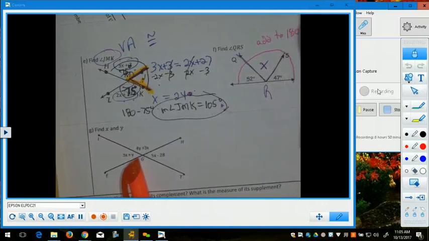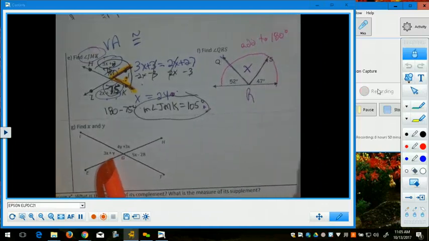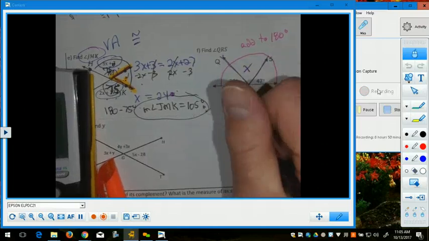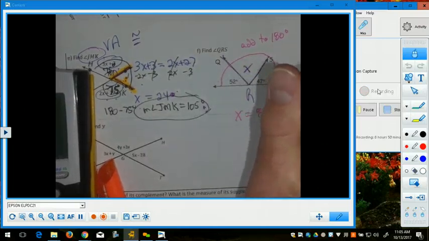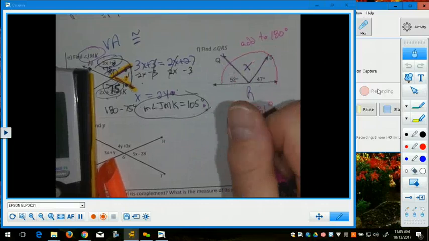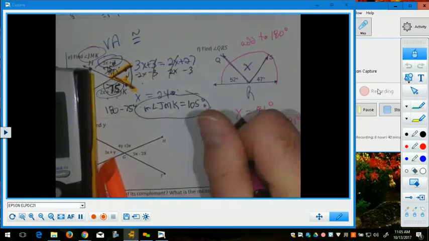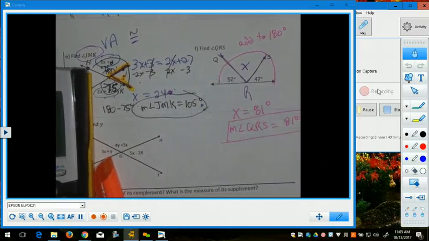Add to 180 degrees. Supplementary is 2 angles that add to 180. In this case, we have 3 adjacent angles adding to 180. So because it's just numbers, you could do 180 minus 52 minus 47. And you get x is 81 degrees. And that is the measure of angle QRS, 81 degrees, because that's what we called x.